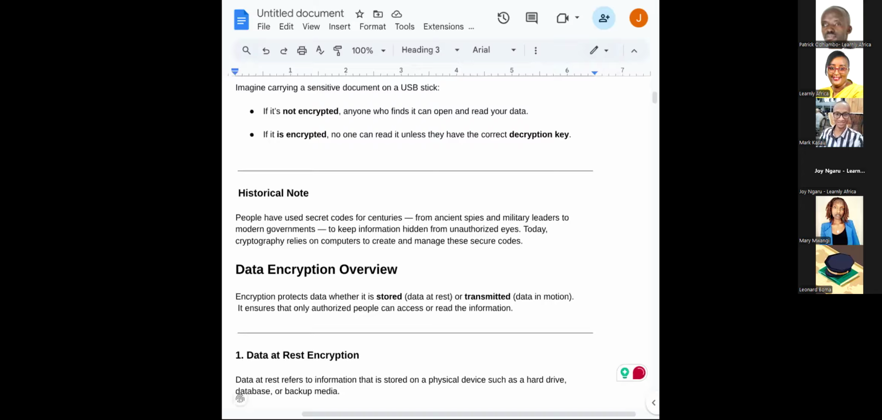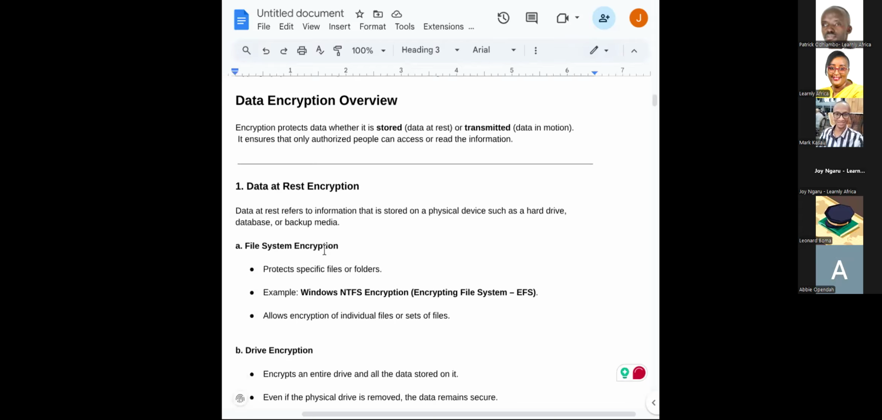All right. So let's continue ahead. Data encryption. So we can encrypt data, as we said, in two ways. You can encrypt data at rest, and you can encrypt data in transit. Rather, in motion, whichever you prefer.